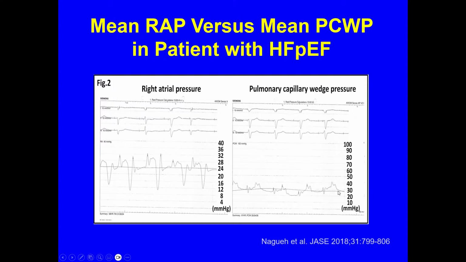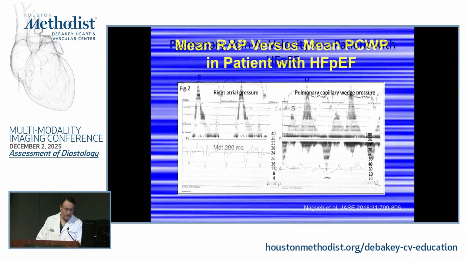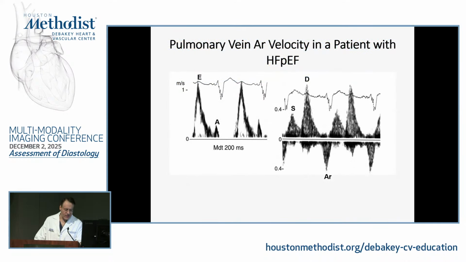I bring this up because the assessment of right atrial pressure should be factored as well when we think about left atrial pressure, and certainly for the estimation of PA systolic pressure. There is that big atrial reversal velocity that tracks very well the EDP.